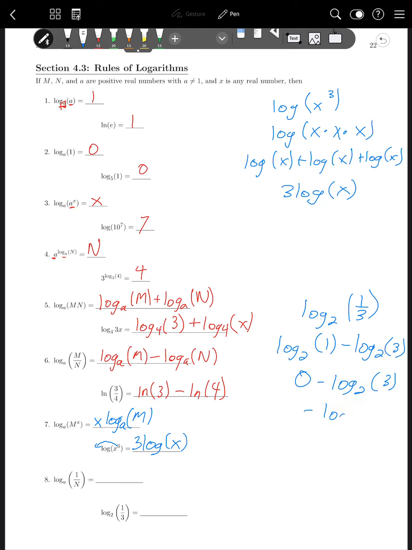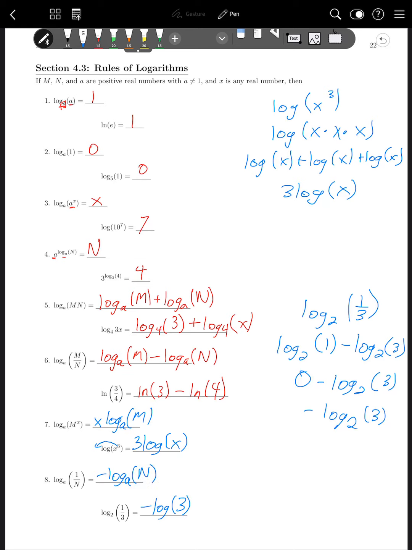And so that's the opposite of log base 2 of 3. So this is the opposite of log base 2 of 3. And so notice, if I take the reciprocal of the inside of a logarithm, I can just do the opposite of its reciprocal. So log base 2 of 1/3 is the same thing as negative log of 3. So log base a of 1 over n would be the same thing as the opposite of log base a of n.